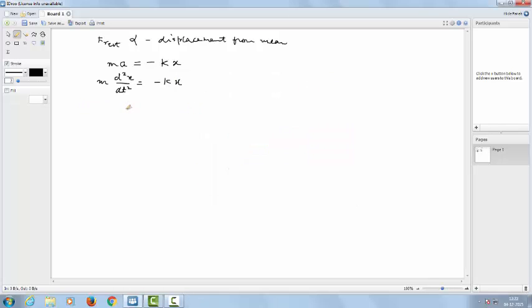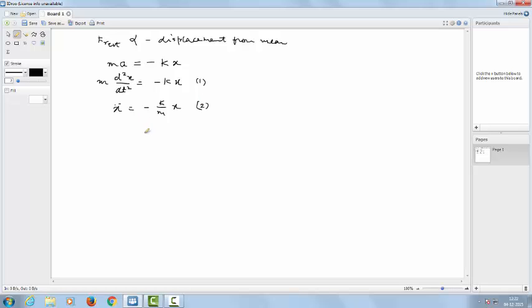Now we write x double dot, that is the second derivative of displacement, is equal to minus k divided by m times x. Call this equation 1, and call this equation 2.